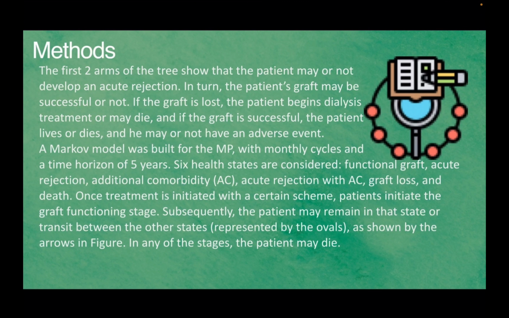A Markov model was built for the maintenance phase with monthly cycles and a time horizon of 5 years. Six health states are considered, which are functional graft, acute rejection, additional comorbidities, acute rejection with additional comorbidities, graft loss, and death. Once a treatment is initiated with a certain scheme, the patient starts in the functioning graft state. Subsequently, the patient may remain in that state or transition between the other states, represented by the ovals, as shown by the arrows in the figure. In any of these states, the patient may die.